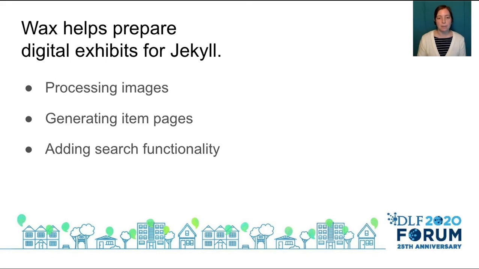The final step is to add search functionality to Jekyll. Jekyll doesn't have a native search feature, so Wax includes its own search functionality, as well as a simple processing step that prepares the exhibit item metadata for the search. Wax supports these 3 preparation steps by using something called rake tasks. Rake works in Ruby to automate tasks. Let's look a bit more closely at how Wax processes and generates exhibit files using these tasks.